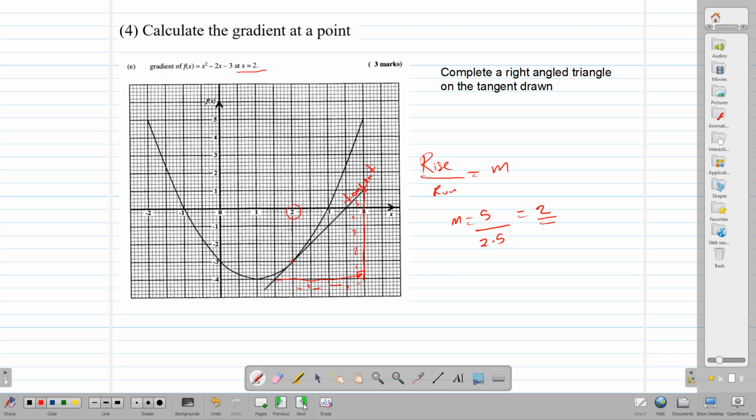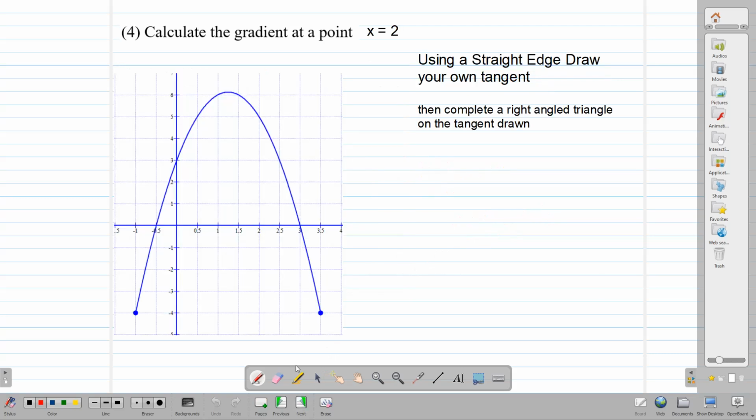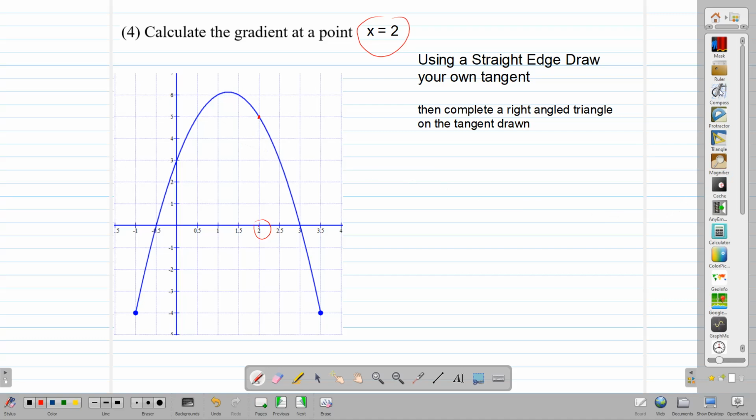All right, let's try that again with another question. If we want to find the gradient again at the point x equal 2, here is a point x equal 2. We need to locate that on the graph. That's right here. And in this case, we were not given a tangent, so we need to draw our own tangent. To draw your own tangent, you need to get a ruler.